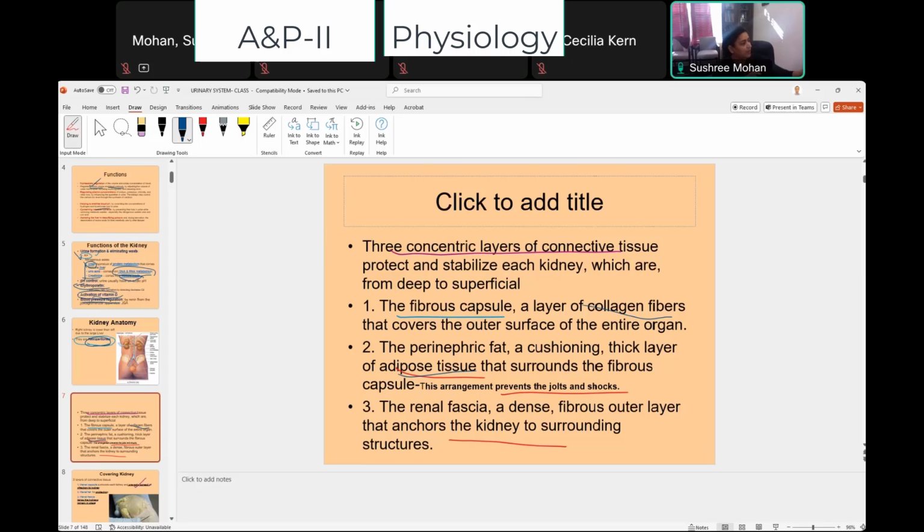So remember the location of these, deep to superficial. So deep, this is the kidney. Deep to superficial, that means number 1 would be the fibrous capsule, and then the perinephric fat, and then the renal fascia. Yeah, I'll show you a picture of it.